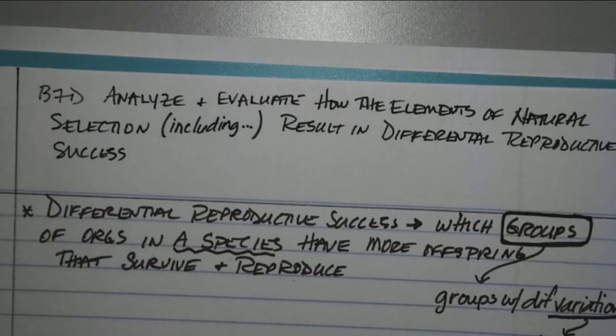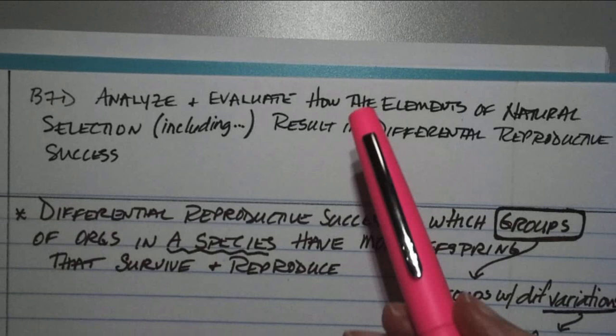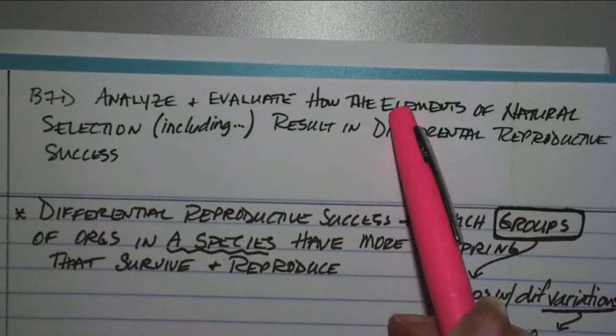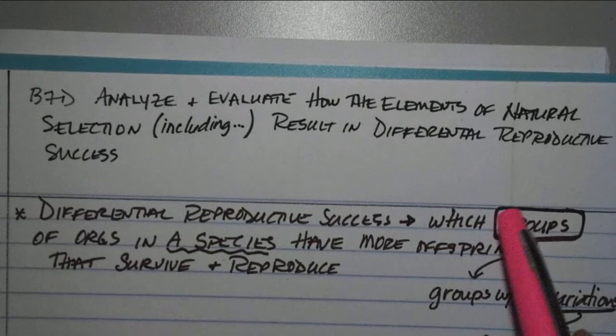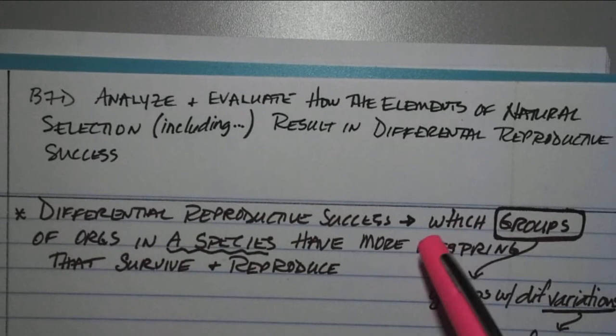So what you're doing here in this teks is you're going to say, okay, how does natural selection result in having better successful reproductive groups? Okay, so there are 4 parts that we talked about with natural selection. So I'm going to start off here with natural selection.